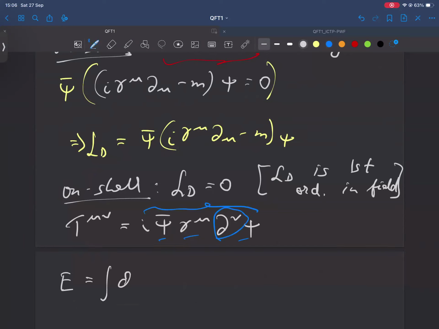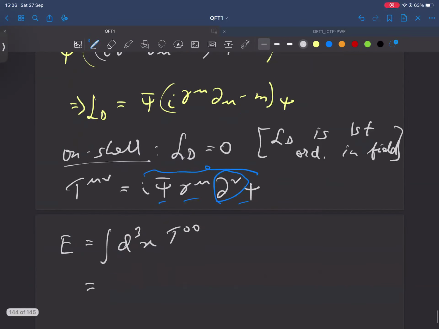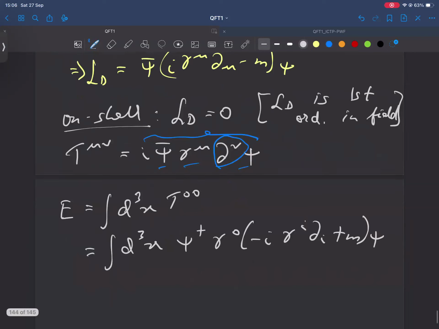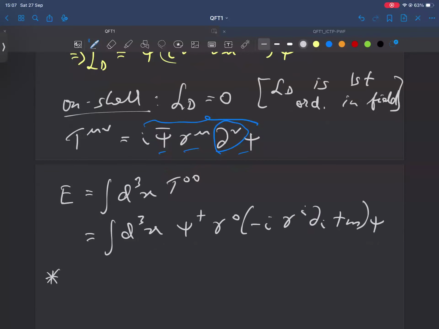So with that out of the way, you can compute the total energy in the usual way, and you will get something like this: psi dagger gamma 0 minus i gamma i del i plus m psi. Again, these are trivial manipulations, so you substitute the 0 0 component and you get this to be the energy. We will use it today when we go to the quantum theory and write it in terms of ladder operators. So this expression will be useful then. So now this is under translation.